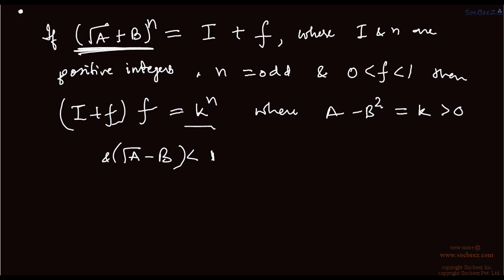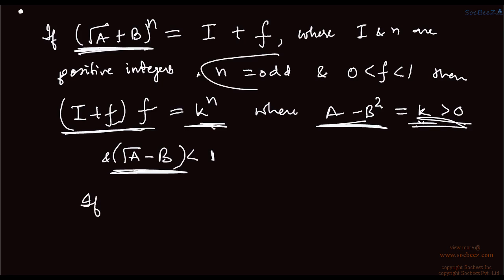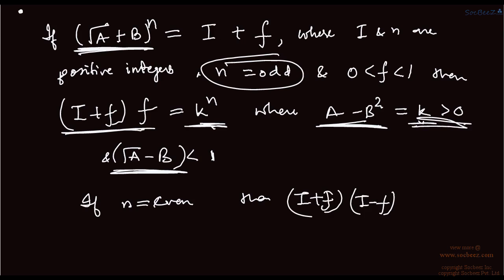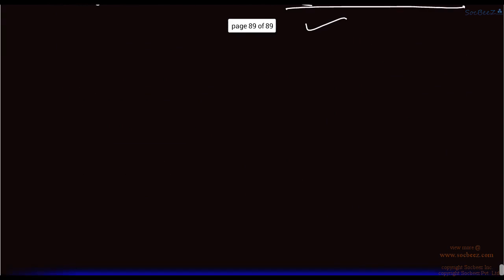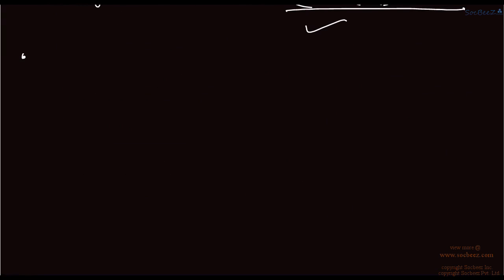So when you multiply this root a plus b with this root a minus b, you will have a minus b square. That will be k, which is greater than 0, and k to the power n will be (I plus f) into the fraction term again. Now this is all when n is odd, but if n is even, then (I plus f) into (I minus f) is equal to k to the power n. Okay, you have this formula and you will solve it like this. This is also not much important considering JEE.